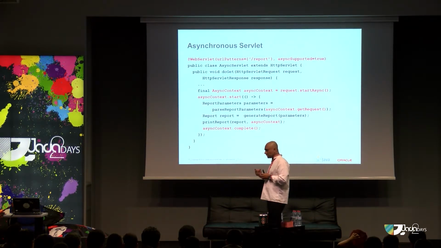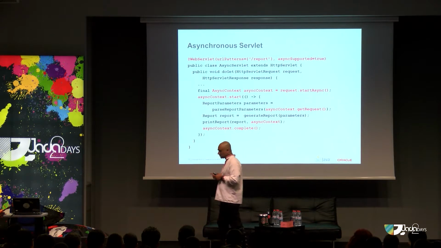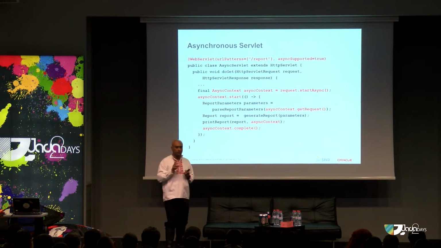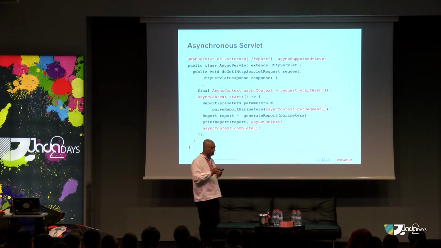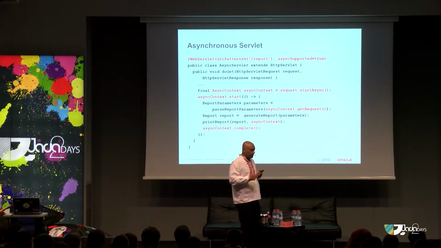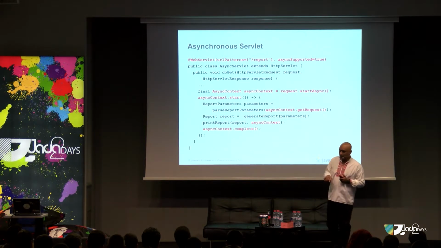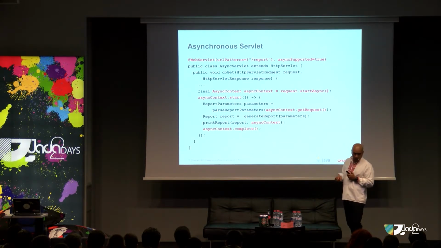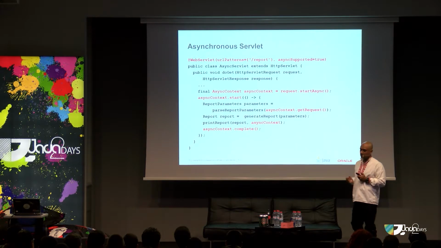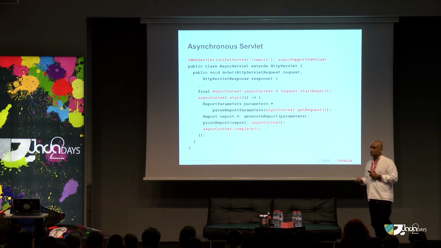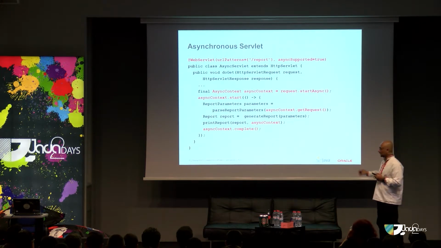An asynchronous servlet must explicitly be marked by async supported equals true. I'll explain in a second why this is, but it'll be relatively simple to understand why. The next thing we're doing here is creating this object called async context, and we're creating it from the HTTP request. Again, I'll explain in a second why this is. But let's move on to the core of the asynchronous nature of this processing.